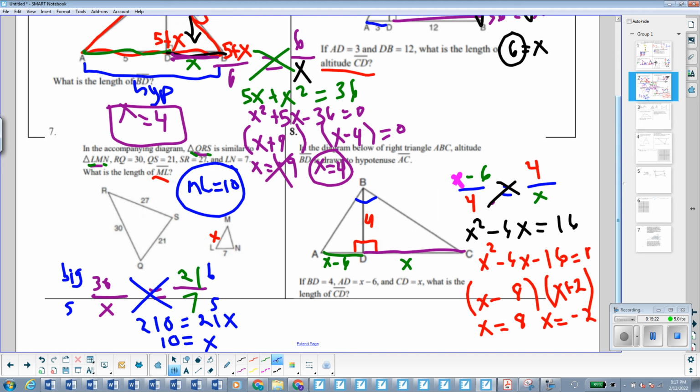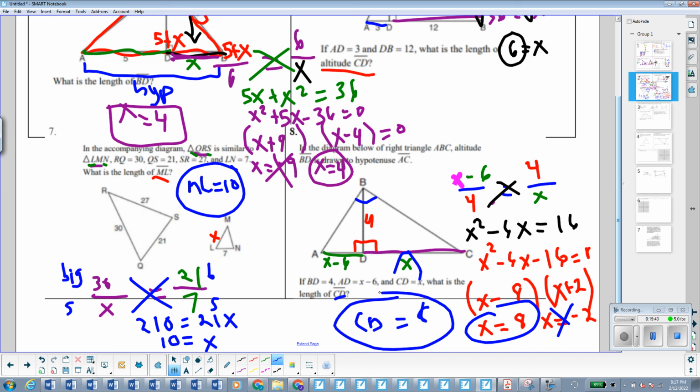Since this is a real world example, a triangle is a real life figure, it doesn't make sense to have a negative side length, so we're going to reject the negative. And we have our solution is 8. And just to double check, we're looking for CD. CD is represented as x, so we did find the length of CD when we found x. CD is 8. We don't need to plug in anywhere else or do anything else.